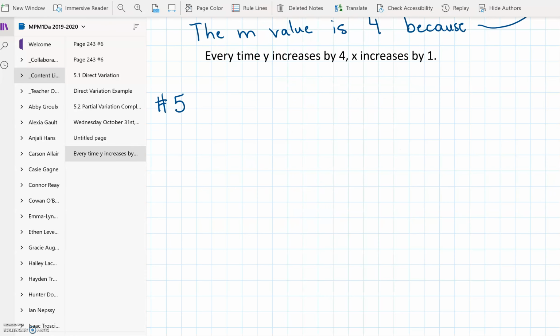Okay, so for number 5, it says that the cost of renting a bus is $250. So cost for the bus is $250. And there's an additional cost of $4 per student. So what we need to do first is identify the variables. I hope that you did that. If you did not, just please add it to your work.